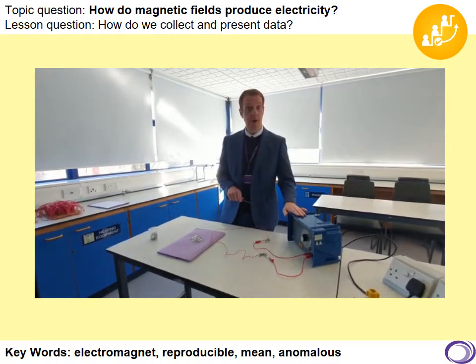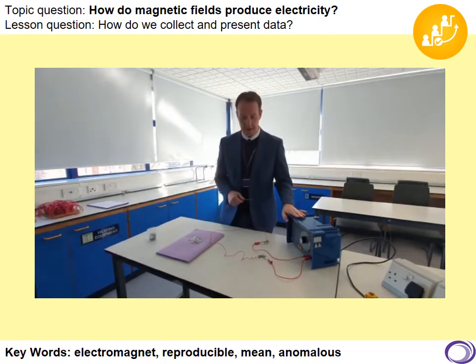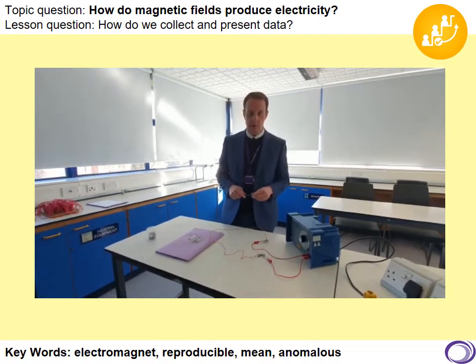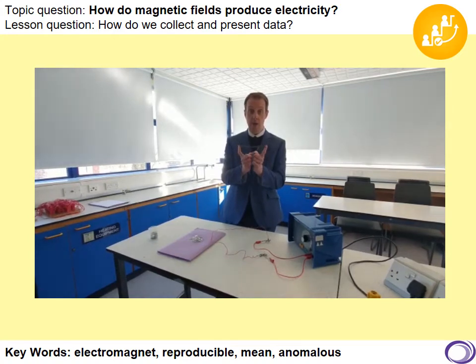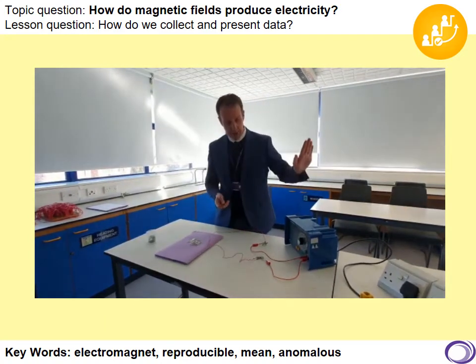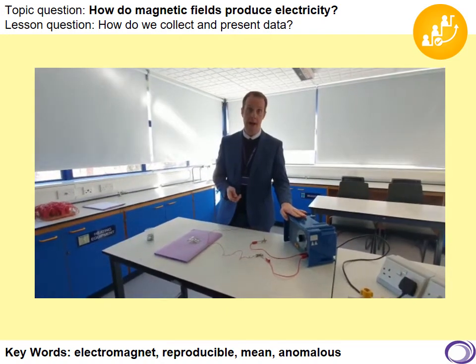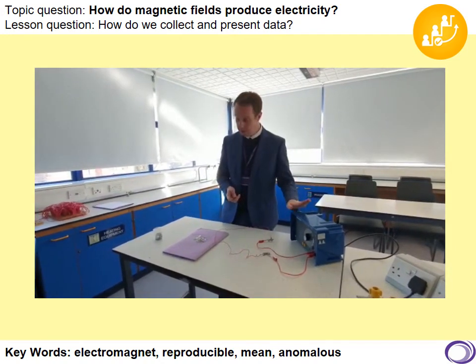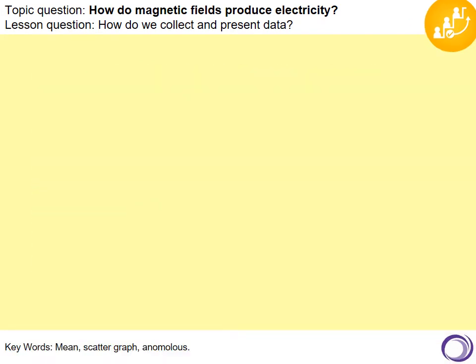We are going to need some control variables in order to make sure we get valid results. And in order to do that, I'm going to need to keep the iron core the same throughout. I'm going to use the same iron core. I'm going to keep the voltage from my power pack the same as well. We're going to use 8 volts for that.